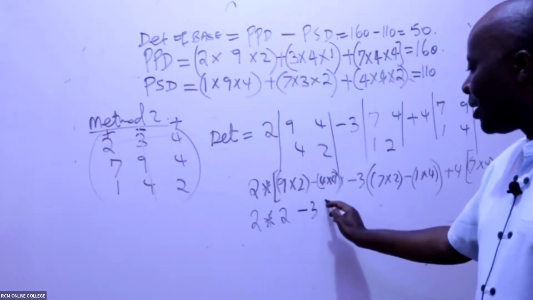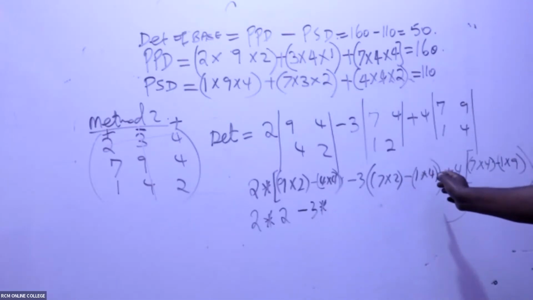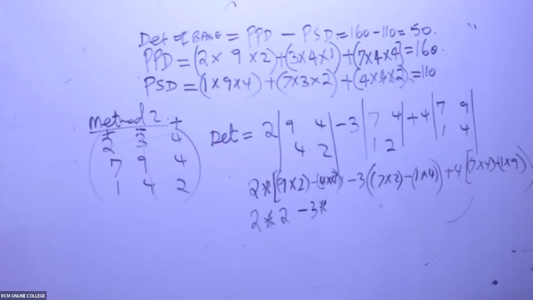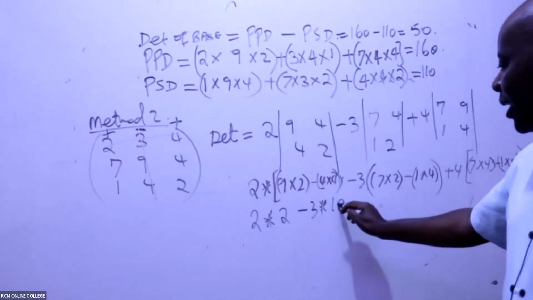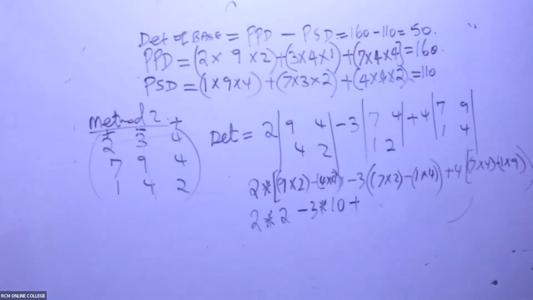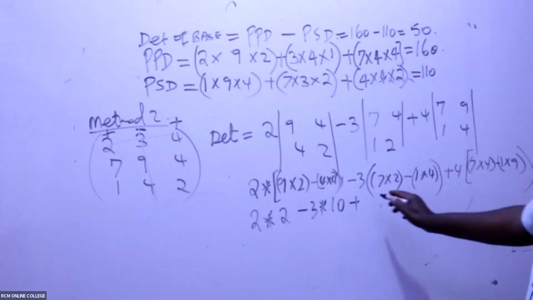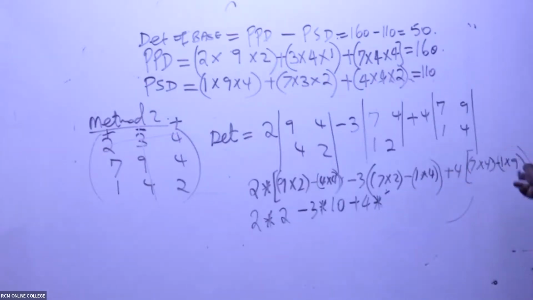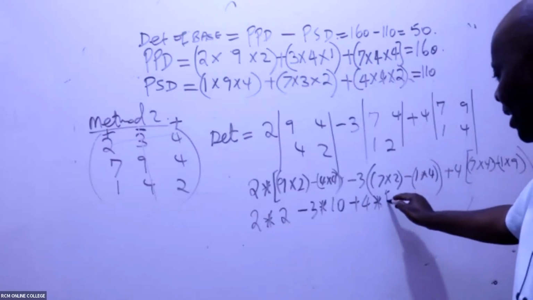Minus 3 times, how about inside here, what do we have? 14 minus 4. I'm being told the answer is 10. Plus, ladies and gentlemen, from there, we have here 4 times, how about what we have here? 7 times 4 minus 1 times 9. What do we have there? I'm being given a figure of 19.